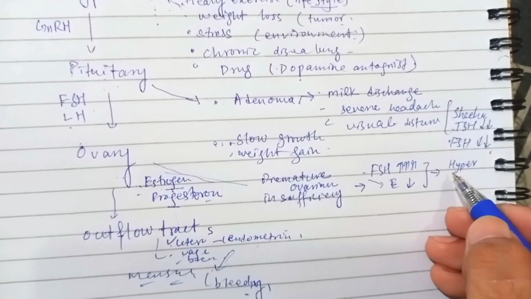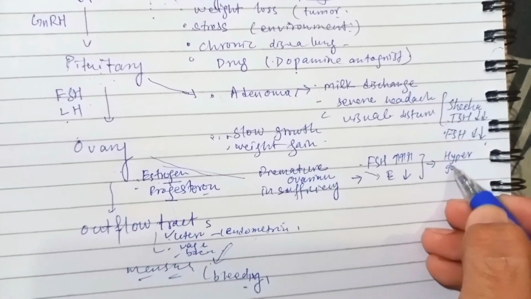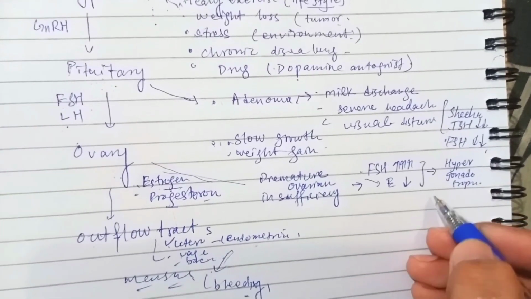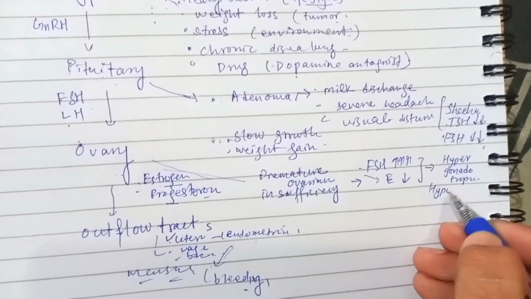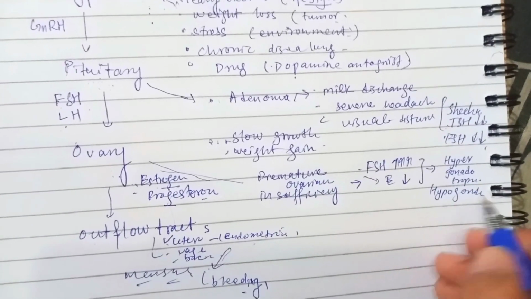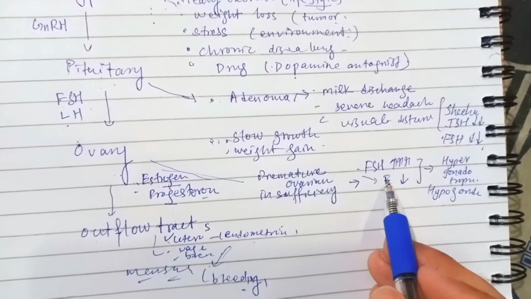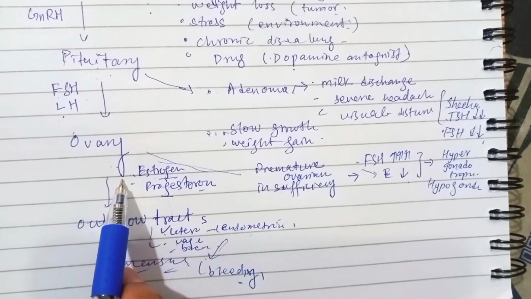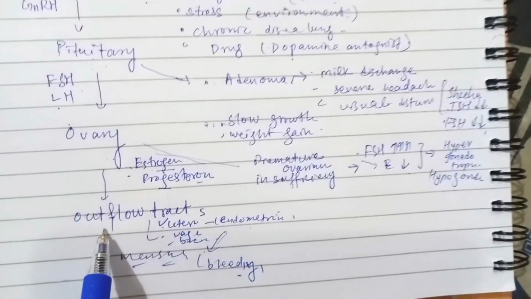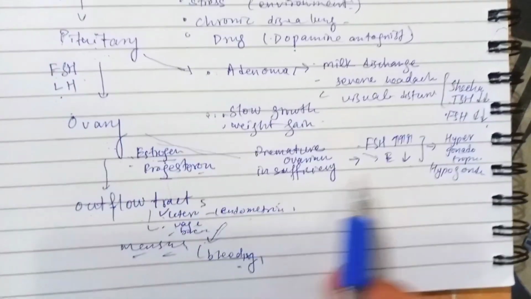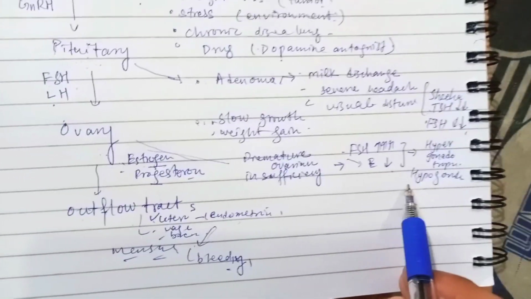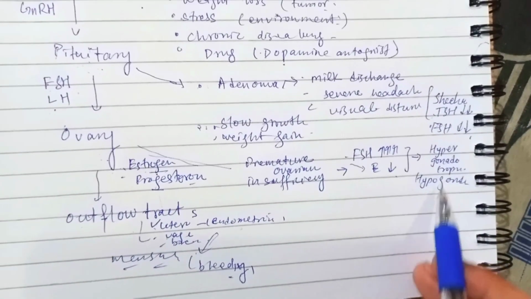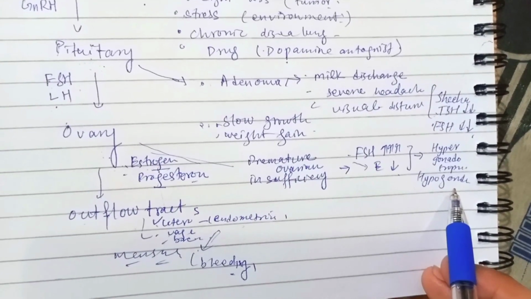In this case, we call this hypergonadotropic hypogonadism, because due to the decrease in estrogen, there is a decrease in the modifications in the outflow genital tracts.